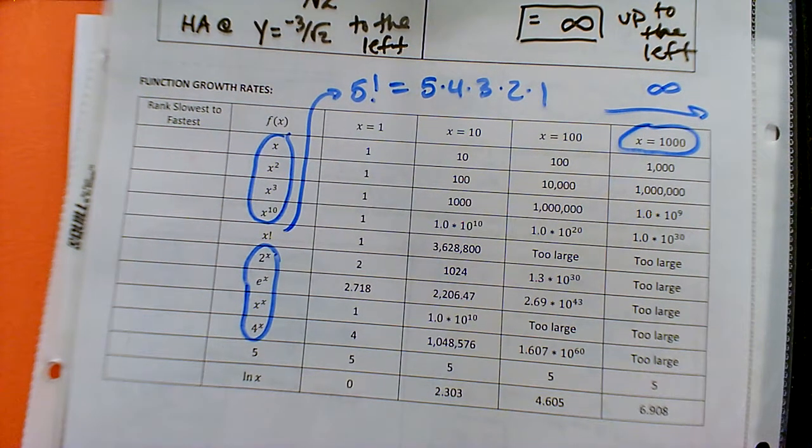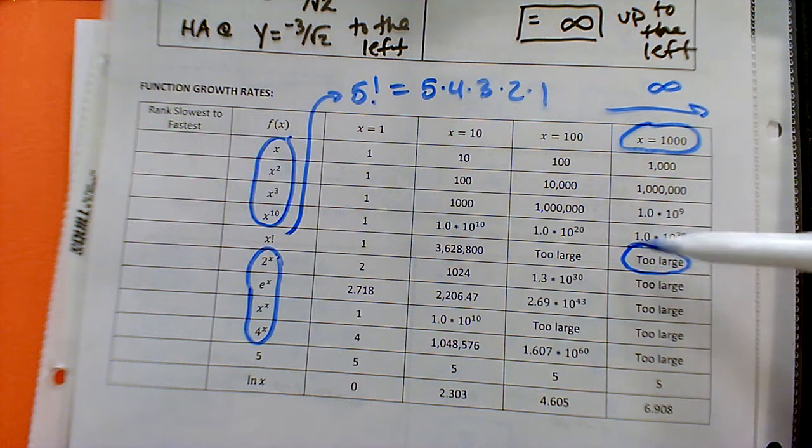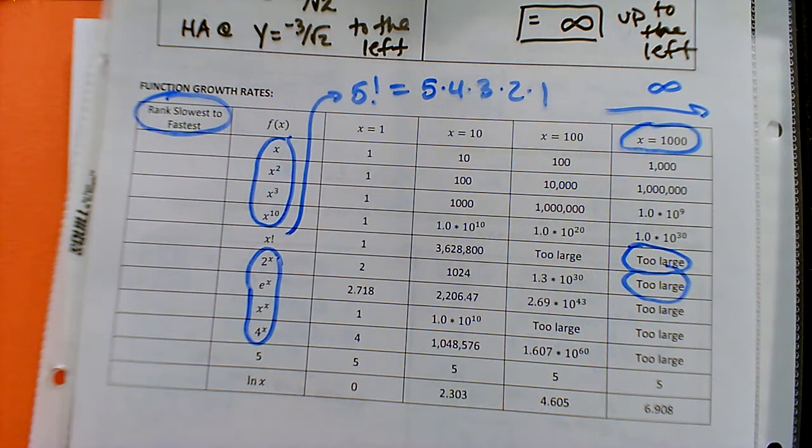Now I used the calculator to fill this out, and for some of these values the calculator was not able to handle a number that big, so I just wrote down too large. What I want you guys to do is rank these functions from slowest to fastest. Okay, 1 being the slowest, 10 being the fastest. Do you think you guys can use the table to figure that out?